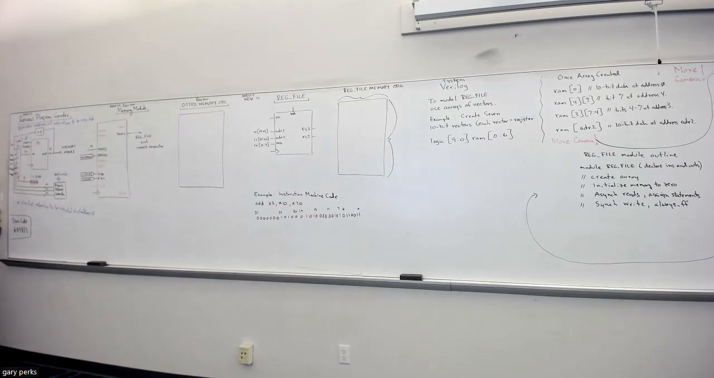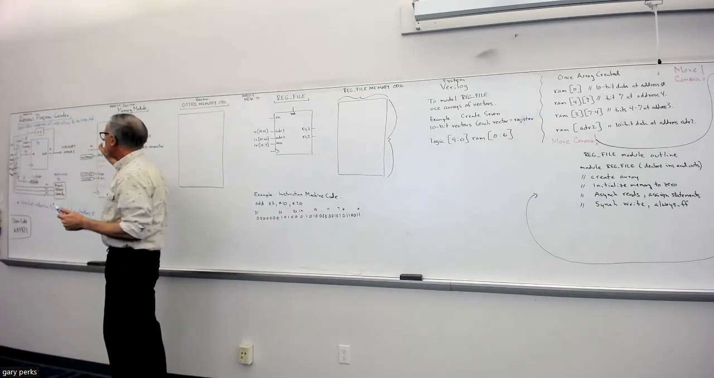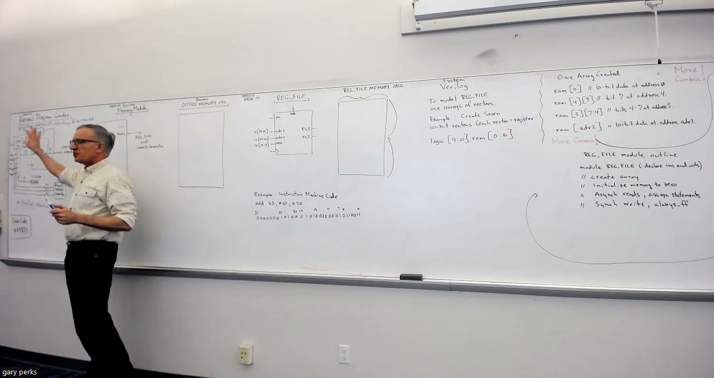So the output of this program counter, which has the address of the instruction to be executed, goes to this input of the memory module, this address 1 input. The next thing we're going to talk about is this memory module. But before I do, any questions on the program counter?